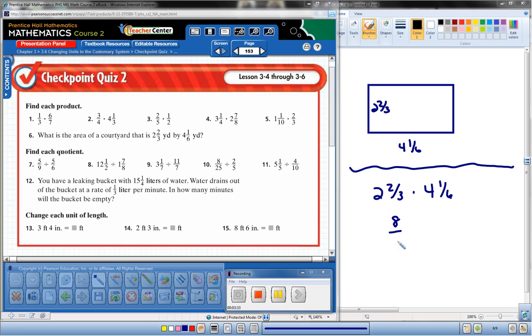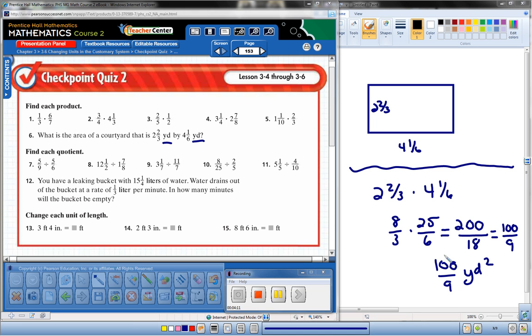3 times 2 is 6, plus 2, so that's 8/3 times 25/6. 8 times 25 is 200. I'm going to reduce at the end this time. And 3 times 6 is 18. 200 divided by 18, let's see, they're both divisible by 2, so that would give me 100/9, which is in lowest terms. And so since my area measurements were done by yards and yards, my answer would be 100/9 yards squared.